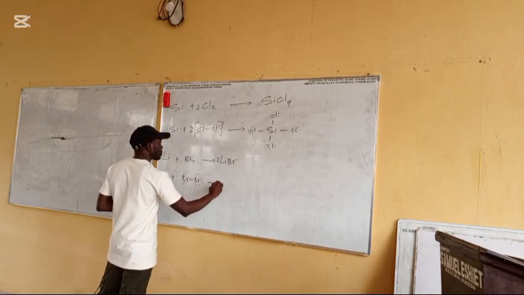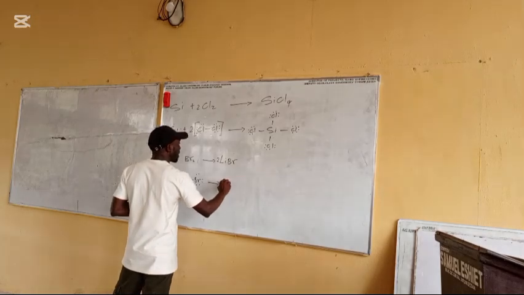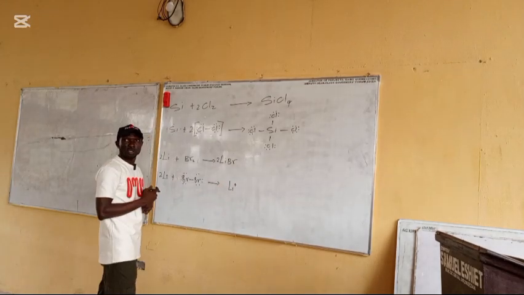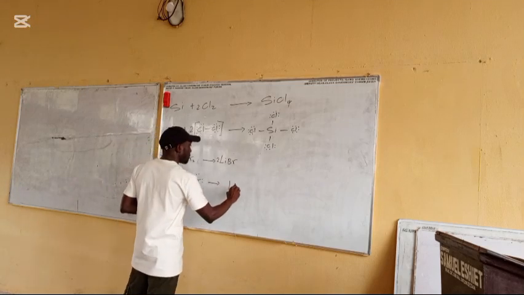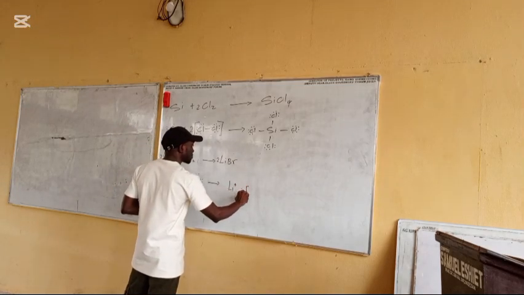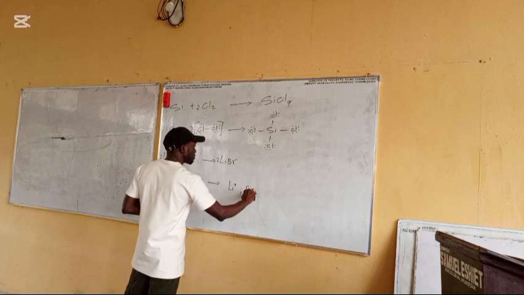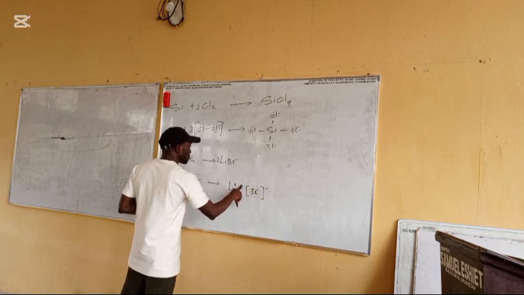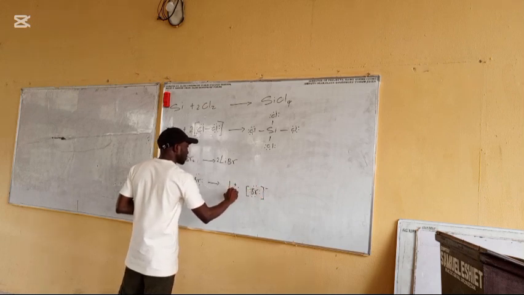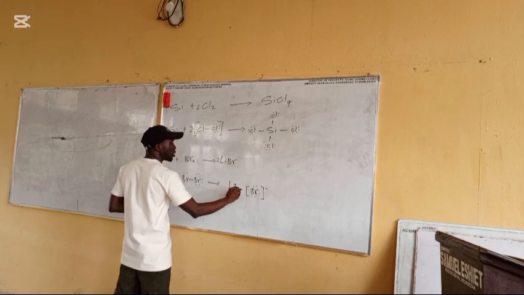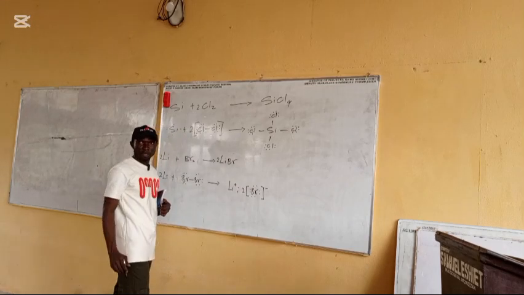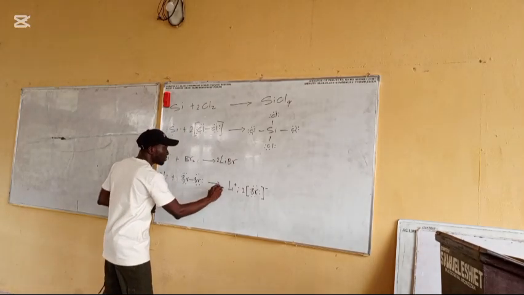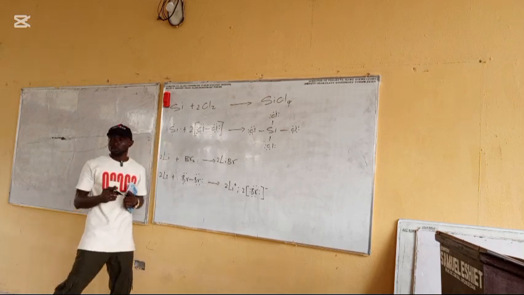And that gives you Li+, semicolon, Br with 1, 2, 3, 4, 5, 6, 7, 8 electrons, minus. So how many of these do you have? 2. Are we together? What about this? How many of these do you have here? 2. All right.